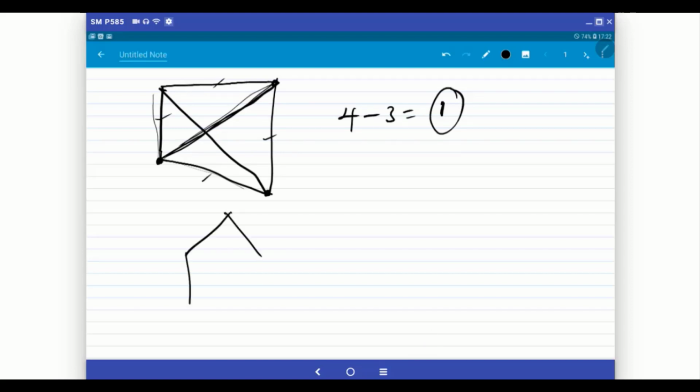Same way. So if I have a pentagon, how many diagonals can I draw from each vertex? Number of sides minus 3. So I can only draw 2 diagonals. If I pick this vertex, I can only draw this and this. Okay, so that is what we mean by that. If you pick a vertex, the number of diagonals you can draw will be the number of sides of the polygon minus 3.